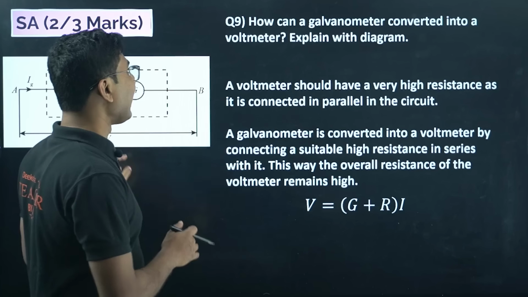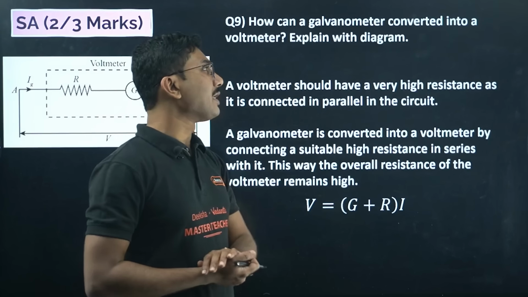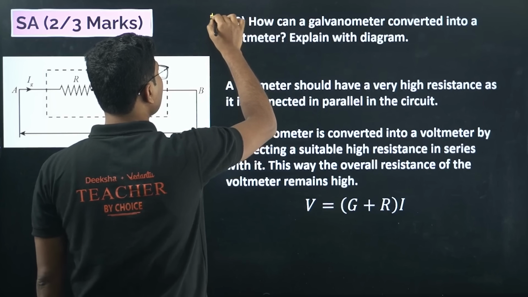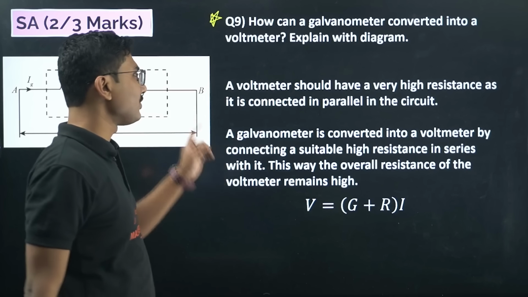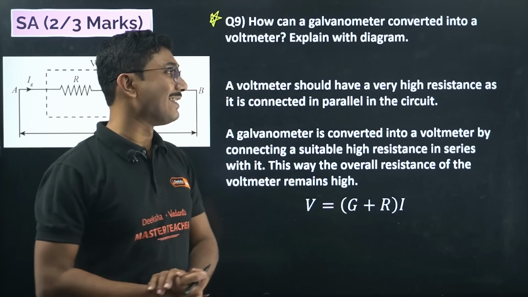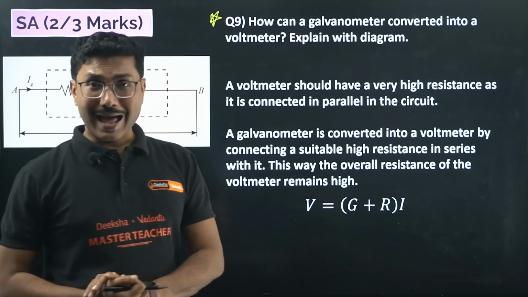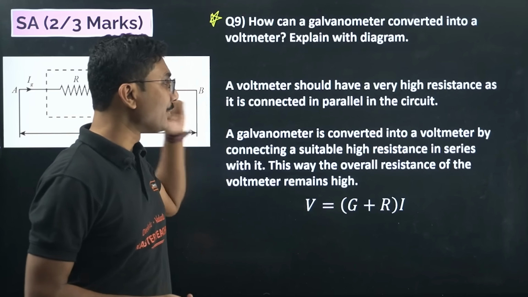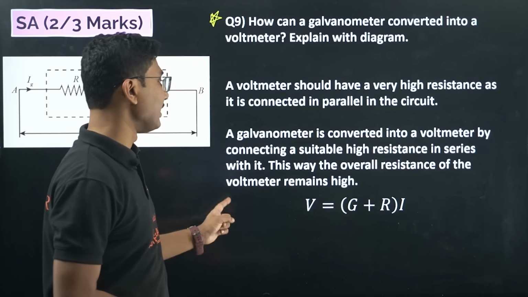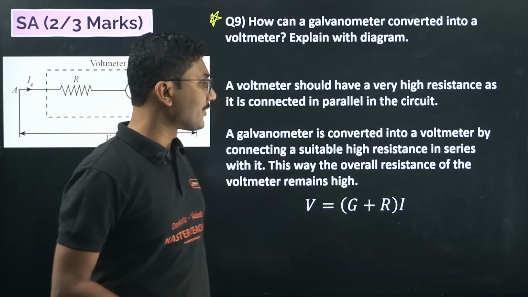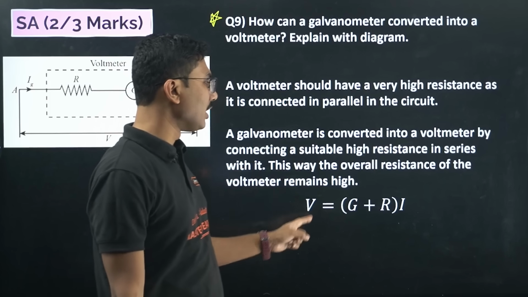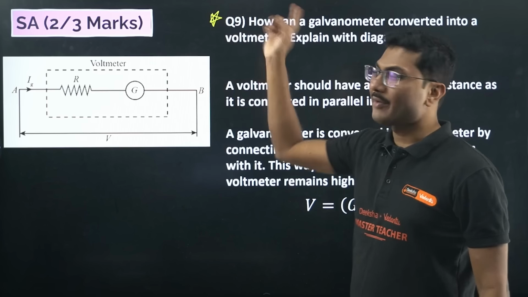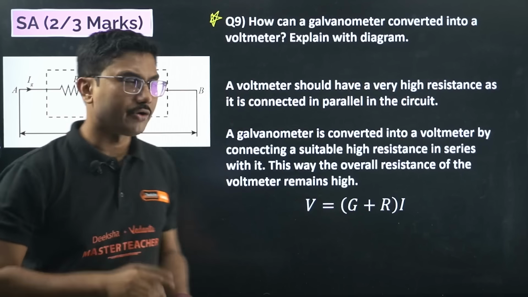Next is, how can a galvanometer be converted into a voltmeter? Explain with the diagram. This is a very, very important question, so do not skip it. A voltmeter should have a very high resistance because it is connected in parallel in a circuit. A galvanometer is converted into a voltmeter by connecting a suitable high resistance in series with it. This way, the overall resistance of the voltmeter remains very high. So V is equal to (G plus R) into I. And the diagram is this. You have to draw this diagram. Without the diagram, you are not going to get marks.